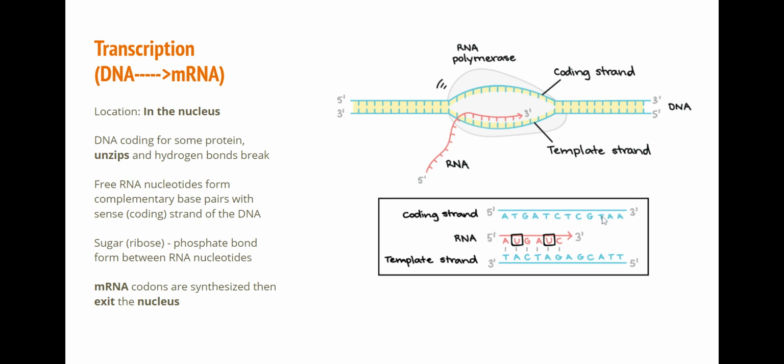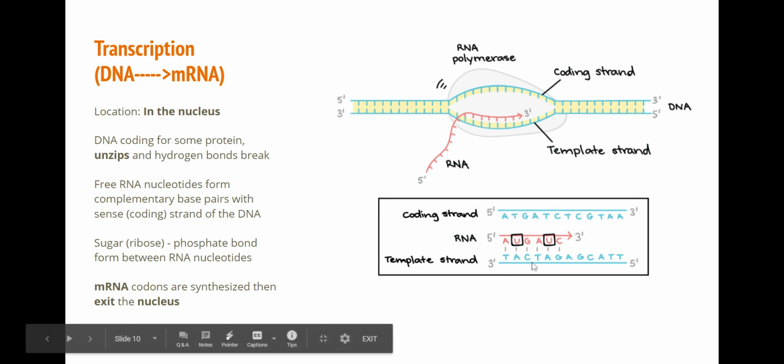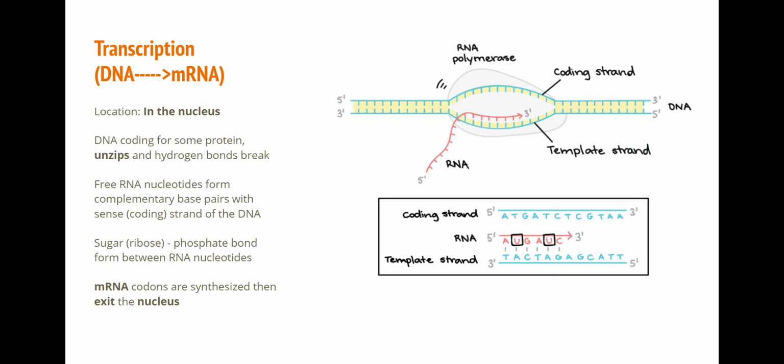So here's my coding strand, A, T, G, A, T, C, and so forth. You will see as it copies it, anytime there's an A, it'll replace it with a U. So anytime RNA is being made, if there is an A, you do not pair it with a T. RNA uses U's.